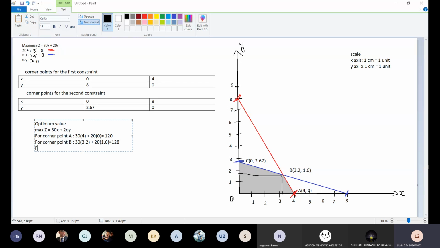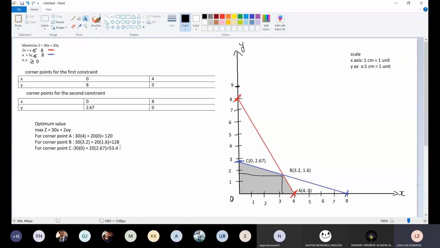So finally, for corner point C, 30 into 0 plus 20 into 2.67, what value will it give you? Yes, if you have a calculator, that is 53.4. So now we are maximizing the profit.